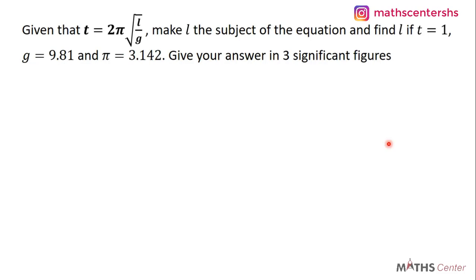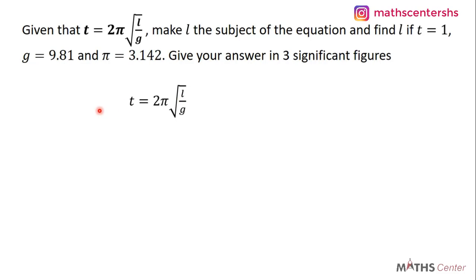Let's concentrate on the first part. We have been given the equation t is equal to 2 pi square root of L over G, as we can see here, and we are being told to make L the subject of the equation. Now let's look at this question very clearly. We have to make L the subject of the equation, and L is under the square root sign. Because the variable that we want to make the subject is under the square root sign, the first thing we need to do is to get rid of the square root sign. In order to get rid of the square root sign, we will have to square both sides of the equation.